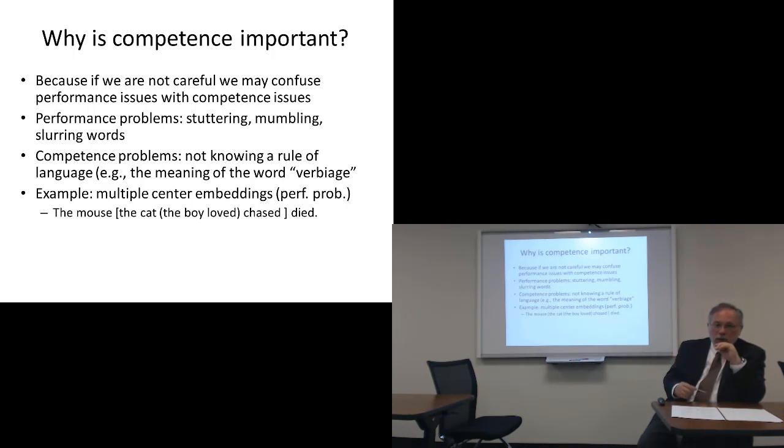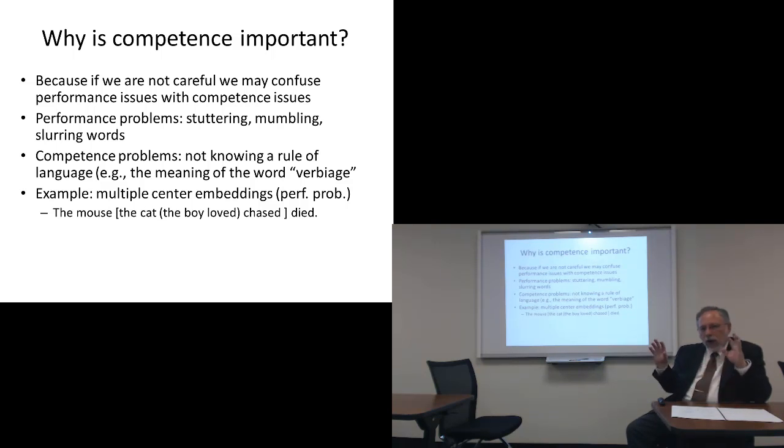Now, you don't need to remember this, but it's a fun example. Look at the sentence, the mouse, the cat, the boy loved, chased, died. Did you understand it? If you're not looking at it with the parentheses that I have listed there, it's almost impossible to understand. If you're looking at it in print, with the parentheses, you can figure out that it is the boy loved a cat that chased a mouse that died. But if you just heard this, you could never figure it out.